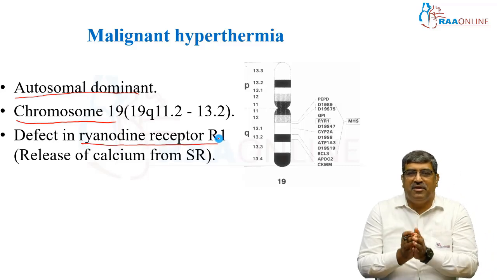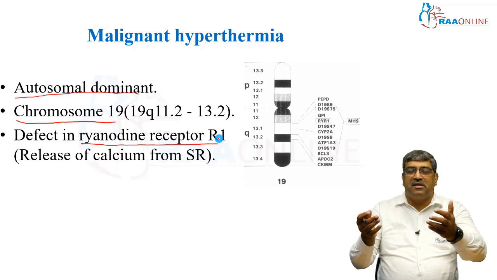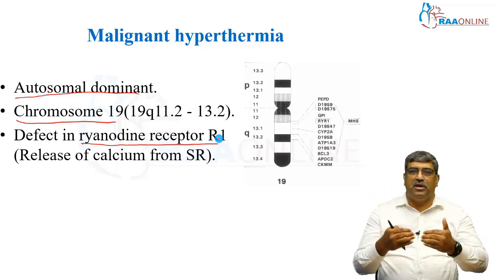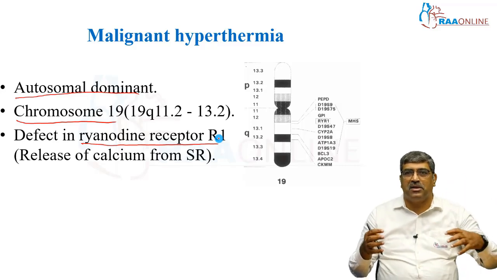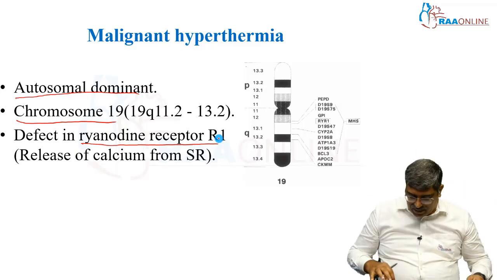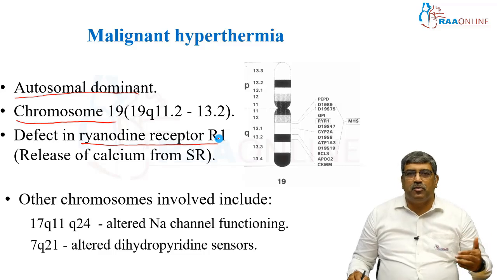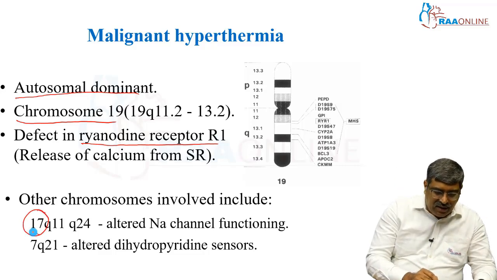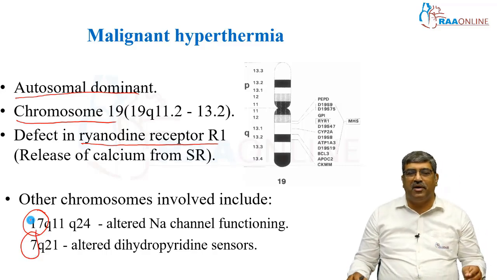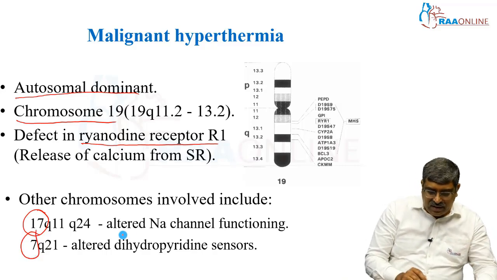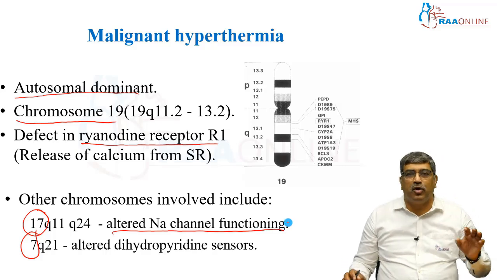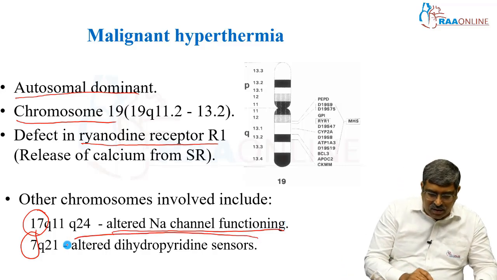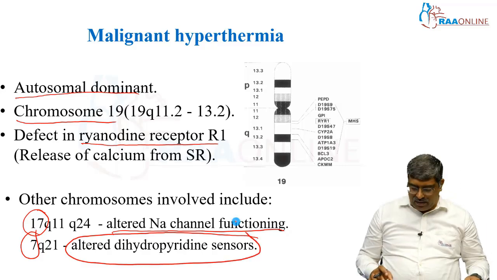This defect causes excess calcium from the sarcoplasmic reticulum to come to the sarcoplasm and act on the muscle, and there is muscle rigidity. Other chromosomes which are involved in malignant hyperthermia include chromosome 17 as well as chromosome 7. In chromosome 17, it is altered sodium channel functioning. In chromosome 7, it is altered dihydropyridine receptor.